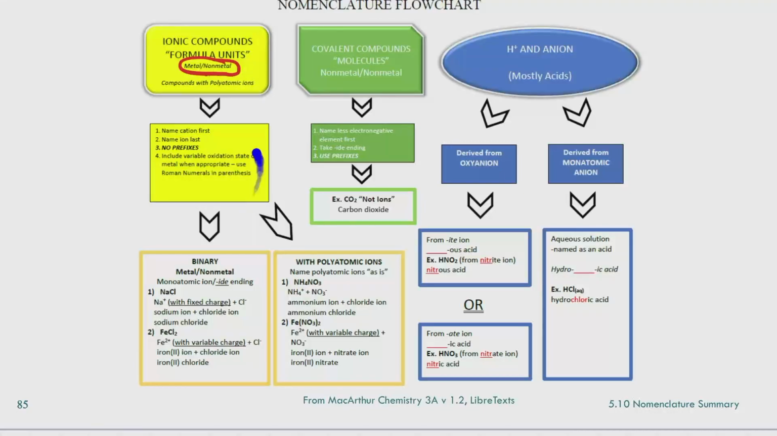The way that we name these is in the next box. We're going to name our cation first. We name the anion last. We're not going to use prefixes. No prefixes for ionic compounds.